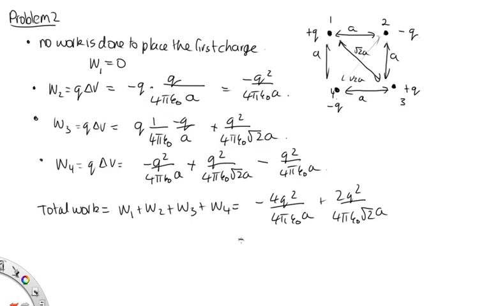Okay, so let's just simplify this a bit. We can cancel out that 4, this 2, and so we've got Q squared over pi epsilon naught A, and here we've got 1 on 2 root 2, and here we've got minus 1, that's this term. And so if you want, you can evaluate this part with the pi on the calculator, in which case you get minus 0.21 Q squared over epsilon naught A, or you can just leave it in this form.